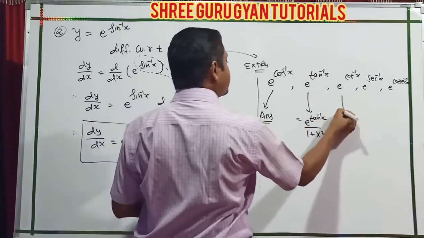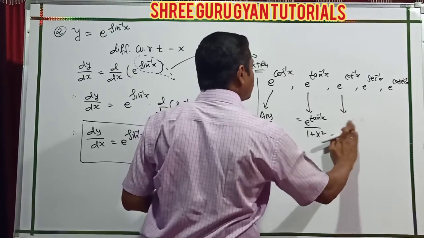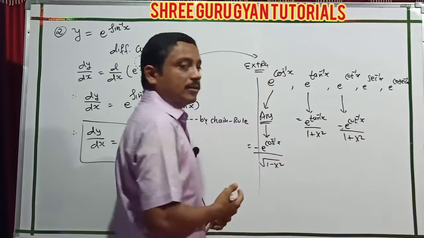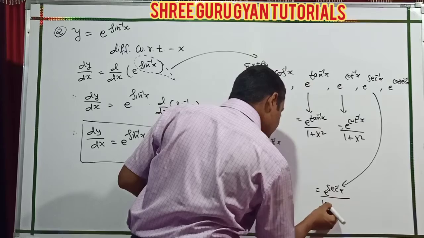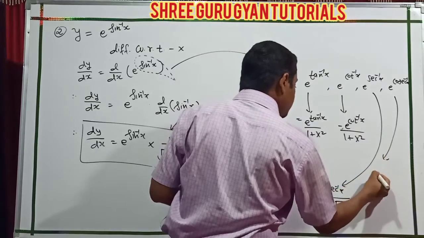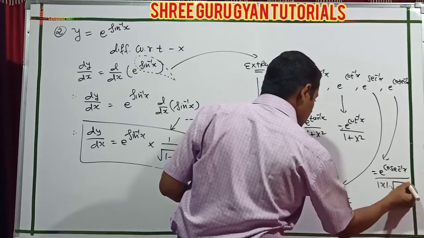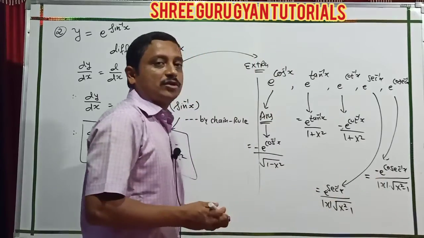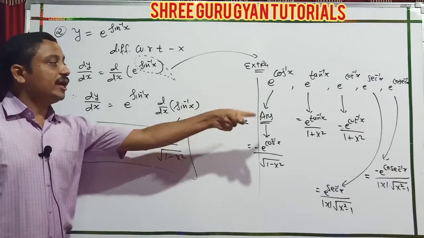Same as this, the answer is e raised to cot inverse x with a minus outside, over 1 plus x square. And this answer, students, you get e raised to sec inverse x by modulus x under root x square minus 1. And at last, e raised to cosec inverse x by modulus x under root x square minus 1, but with the minus carried outside. This minus is outside, students. So these are the five different questions; you follow this method, the chain rule, and you get those answers.